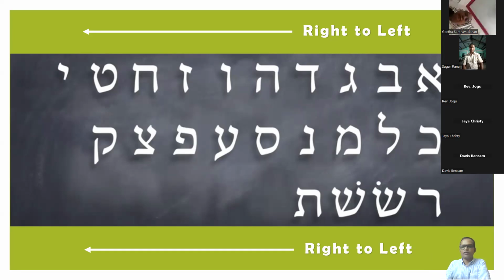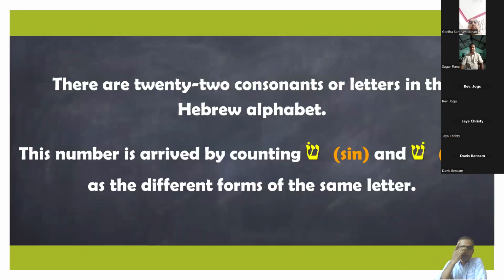For example, the Hebrew word for son is ben. So bet comes first and then nun. That's how it is written. Okay. First letter will be bet on the right side and then it will be followed by nun. There are 22 consonants or letters in the Hebrew alphabet. This number is arrived by counting sin and shin as different forms of the same letter, which I have already mentioned. Okay, so there are 22 letters in Hebrew.